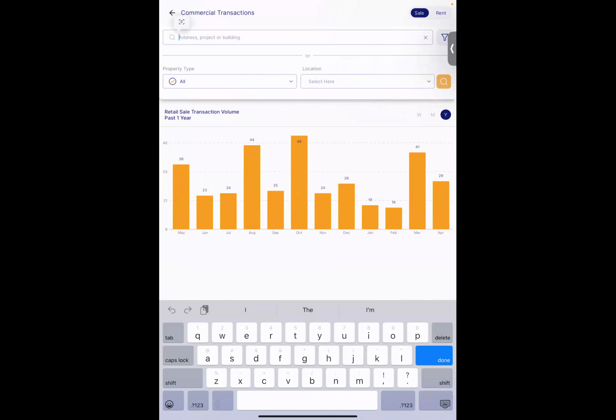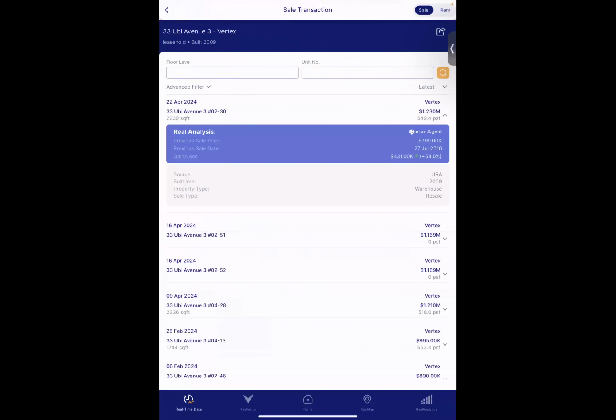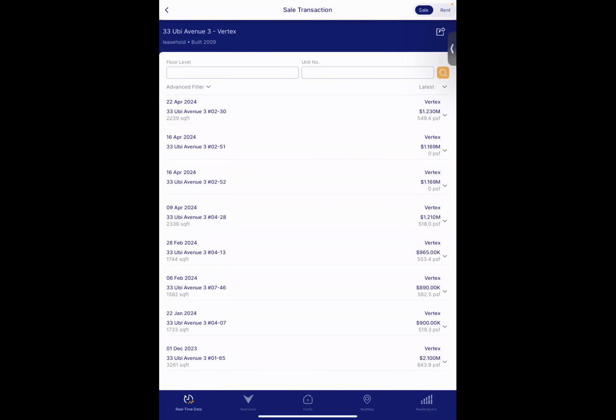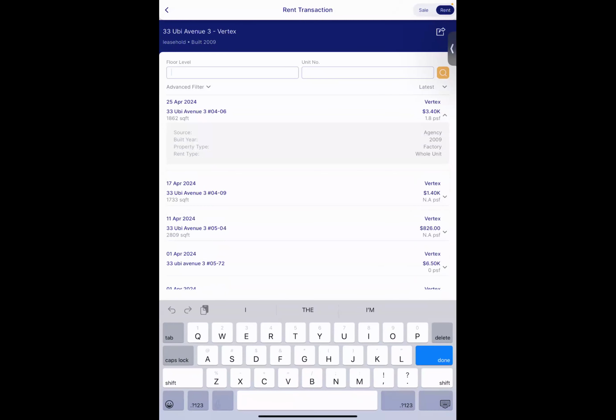Let me just show you a quick one. I will not be asking for any suggestion because every training, someone will ask me either about Vertex or Oxley BizHub. So I will just use this to show you all. You can see here, Vertex, the latest transaction we have is 22nd April. Block 33, unit 0230, transacted for 1.23 mil. Rental, the latest one that we have, around 2 weeks ago, 25th April, rented for 3.4K, unit number 0406.